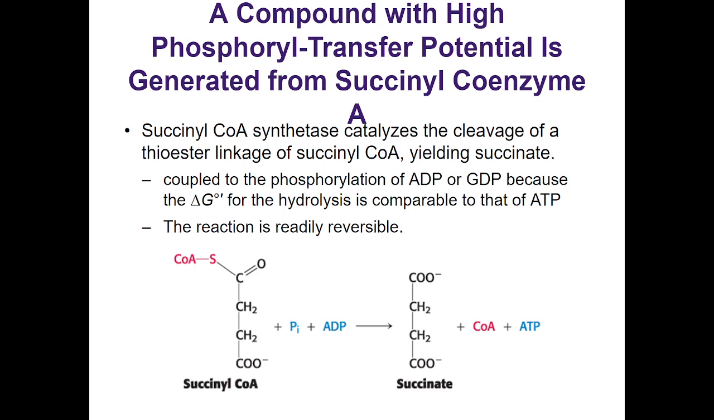So the succinyl-CoA synthetase catalyzes the cleavage of the thioester linkage of your succinyl-CoA. This is going to yield succinate. It's going to be coupled to the phosphorylation of ADP or GDP, either one can be used in this case, because the delta G naught prime for the hydrolysis is actually going to be comparable to that of ATP. So this reaction is readily reversible. You can actually use ATP to go backwards and link this back onto the CoA. Remember that we talked about that thioester bond being very high energy?